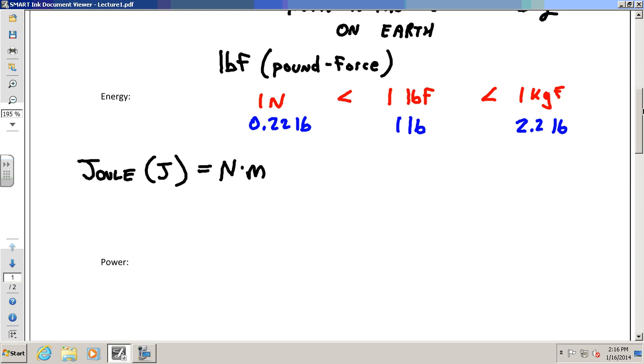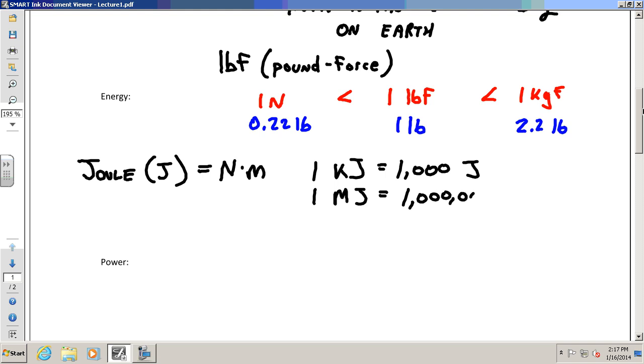In fact, when we deal with energy, we're going to almost always be talking about kilo or mega. Just to let you know, 1 kilojoule is 1,000 joules, and we'll be using that term. We'll also sometimes say 1 megajoule, and obviously that is 1,000,000 joules. That comes up quite a bit too. So that's a unit of energy.